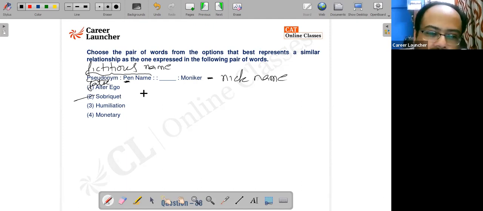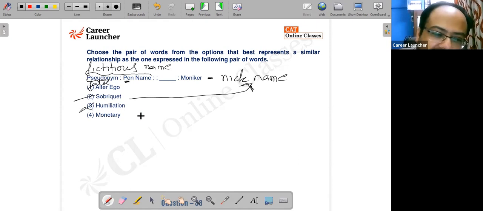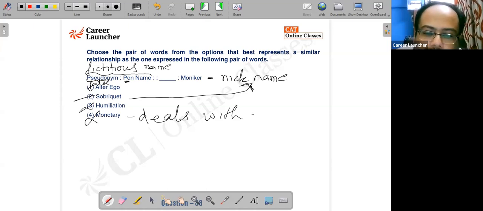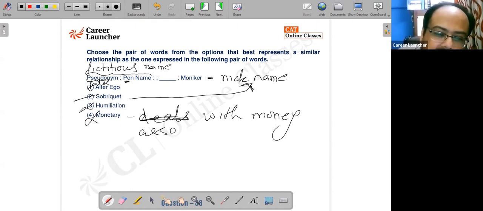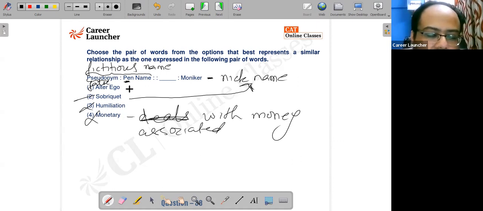The pronunciation is Sobriquet. Sobriquet is also a nickname, a name that is given to something which is not its actual name. Humiliation has got nothing to do with name. Monetary has got nothing to do with money. What is monetary? Something that is associated with money. The root is the same, MONE.